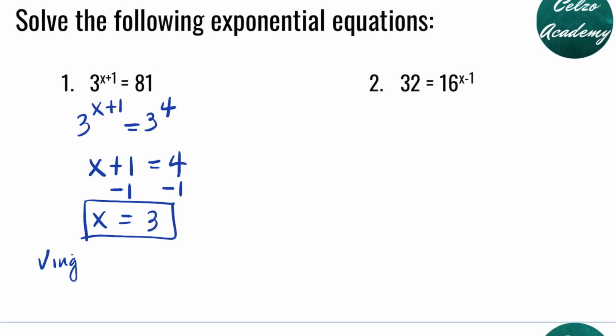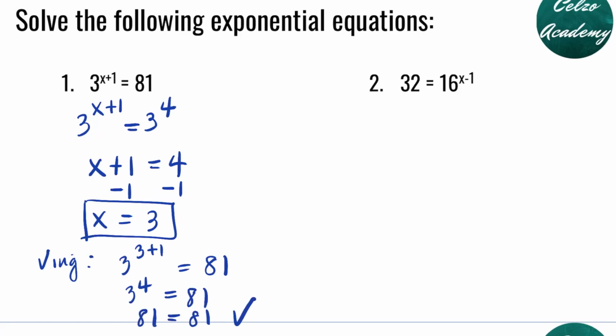To check for the answer, we can substitute x is equal to 3. So that is 3 to the power of 3 plus 1 is equal to 81. And this is 3 to the 4th power. And of course, 3 to the 4th power is 81. So x equals 3 is the right answer.